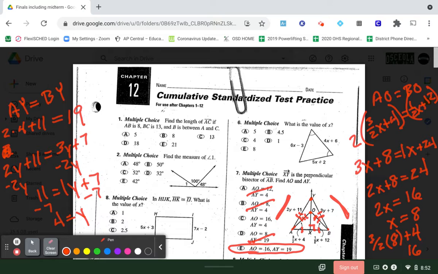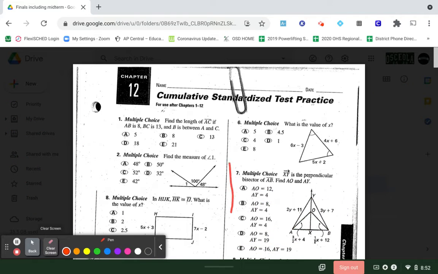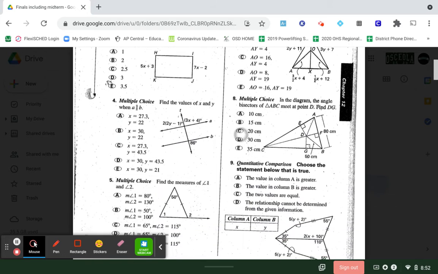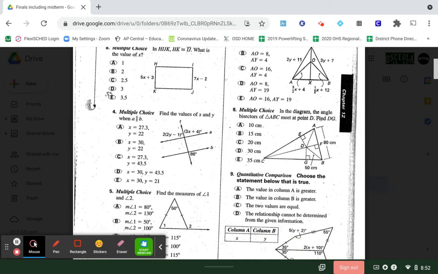Okay, all right, keep going on this first page. Clear the screen. Oops, clear the screen. Sorry about that, technical difficulties.